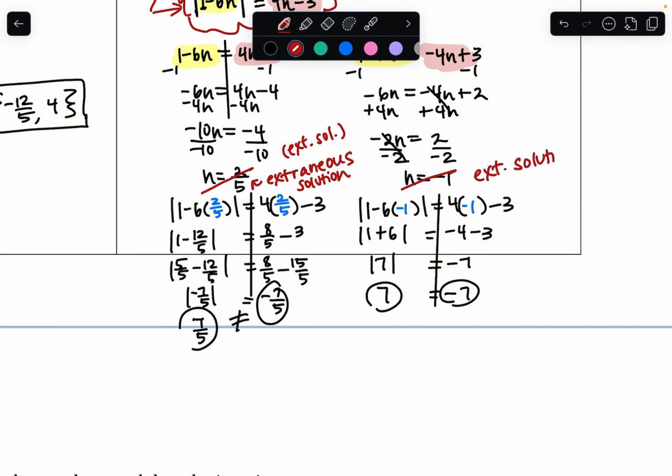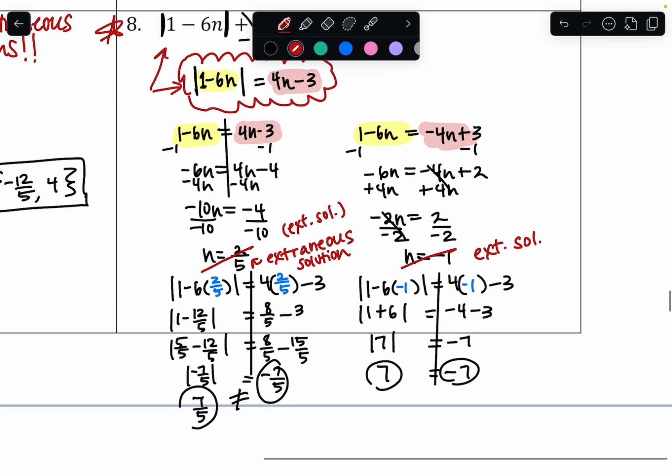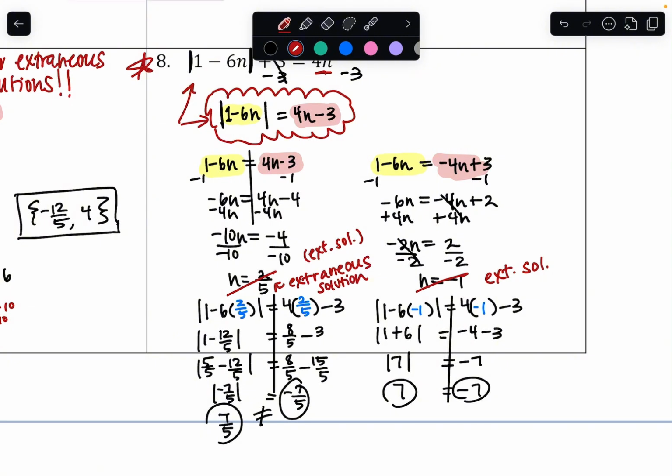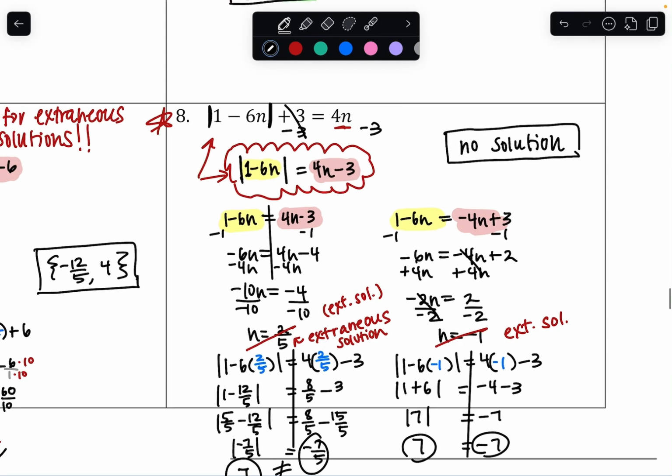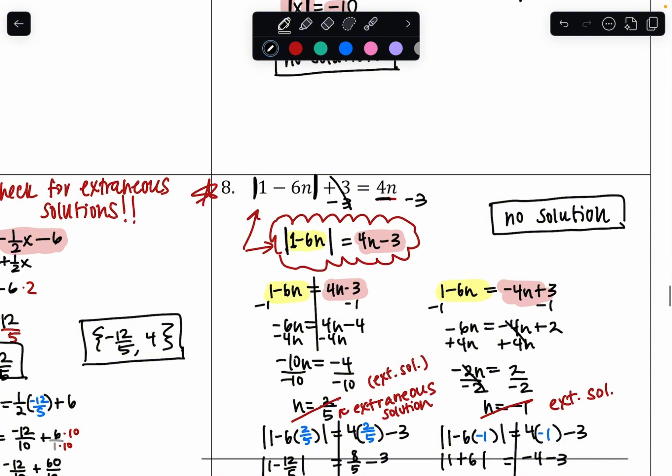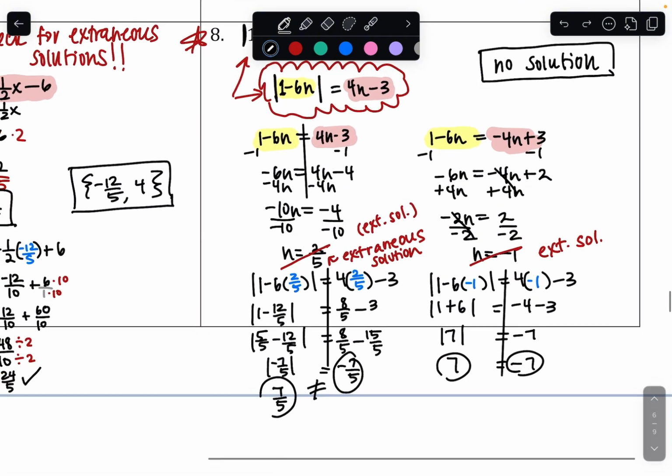So both of the solutions we got were extraneous solutions. So EXTSOL. And so for our final answer, we would say no solution. And there's really no way to identify that from the very beginning because we have variables on both sides.